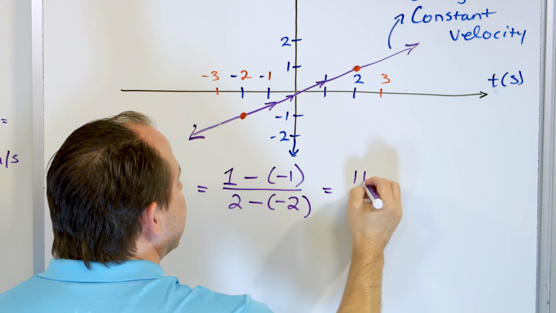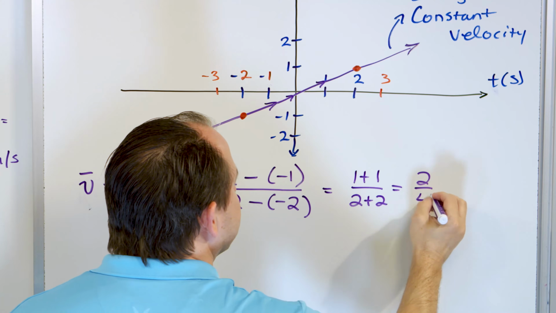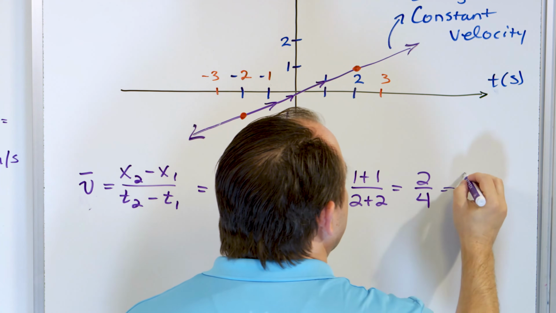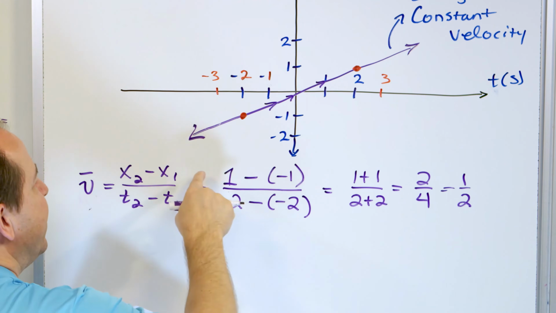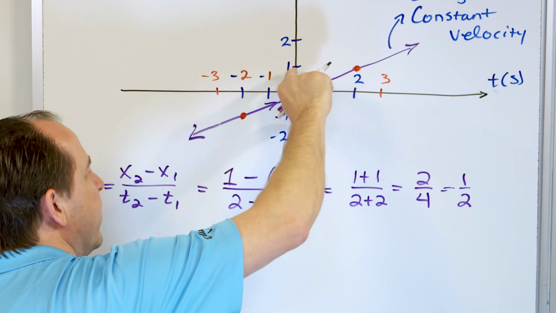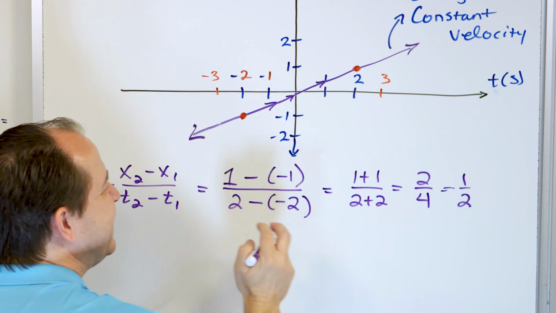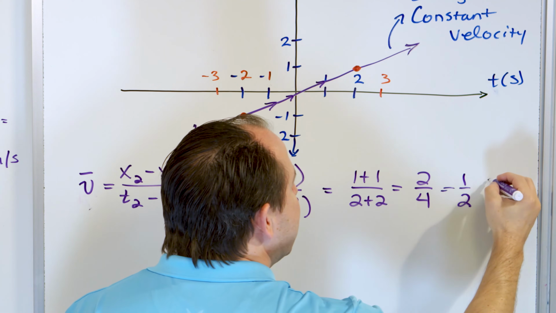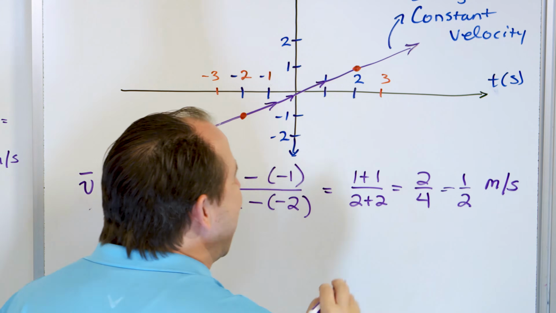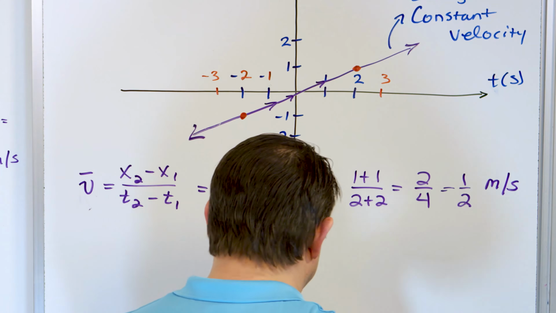What do we get? We get 1 plus 1 on the top, and we get 2 plus 2 on the bottom, and we get 2/4, right? Which is what? 1/2. And what did we calculate? The top is the number of meters I traveled between these 2 points, going from here to here. And on the bottom, it's the number of seconds. So it's meters on top and seconds on the bottom. So the average velocity is positive 1/2 meters per second.